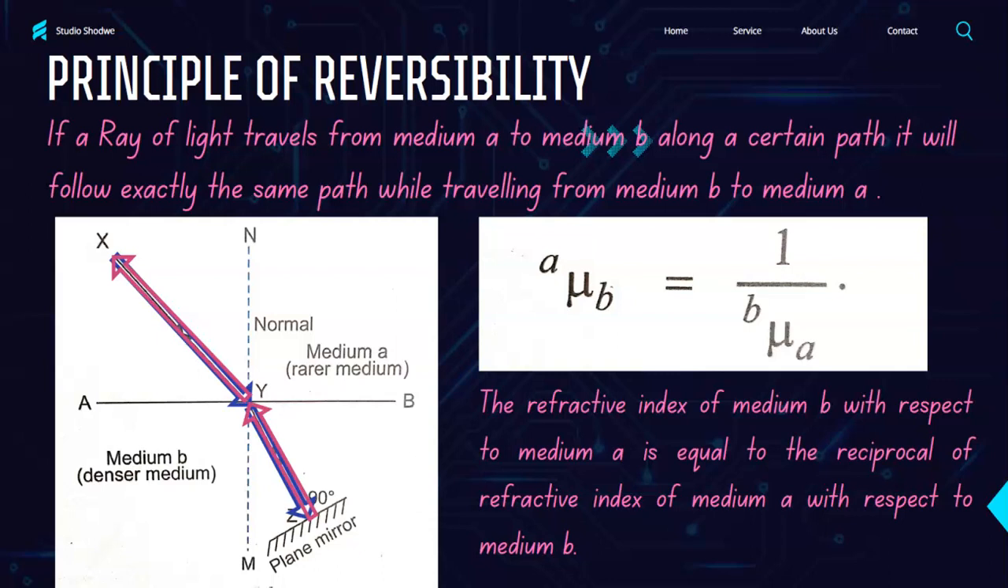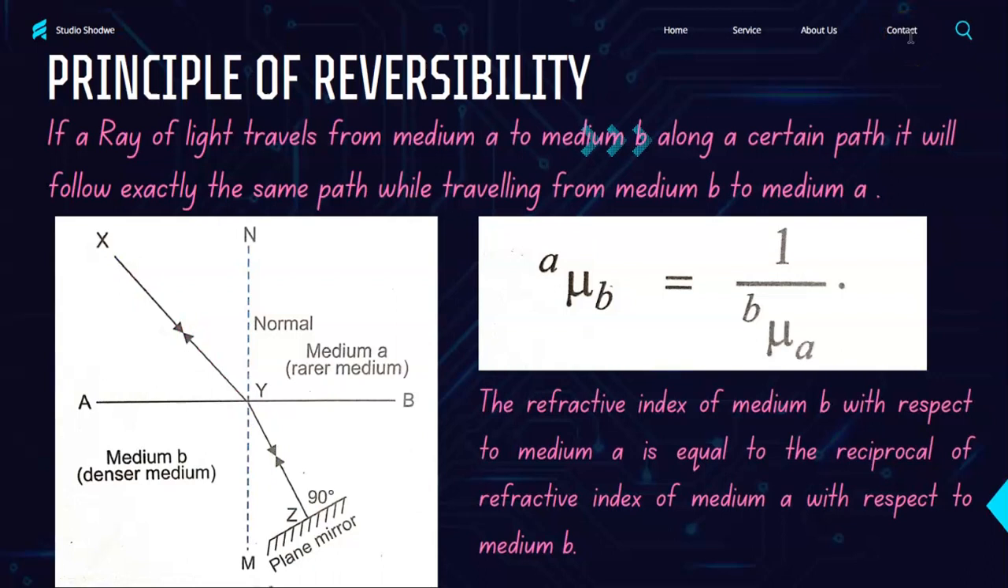Principle of reversibility can also be explained with the help of another statement, a second alternative statement for principle of reversibility, which says that the refractive index of medium B with respect to medium A is equal to the reciprocal of refractive index of medium A with respect to medium B. So if you look into this equation that is given on the right hand side, this equation gives us refractive index of B with respect to A. And if I want to find out refractive index of A with respect to B, that is, if I just want to change the media, the first medium becomes the second medium and the second becomes the first, I just have to take the reciprocal of that number.